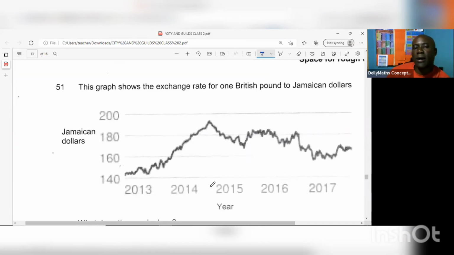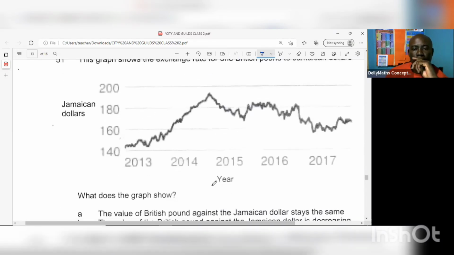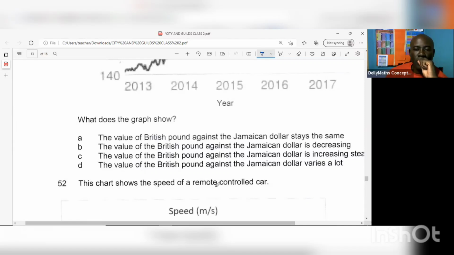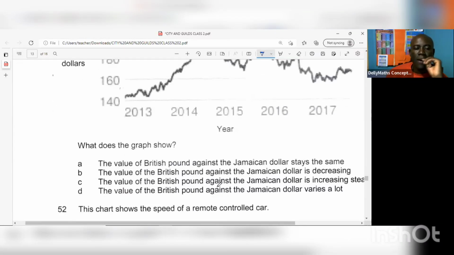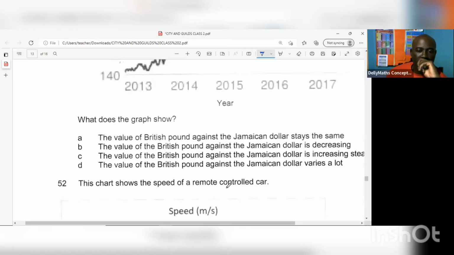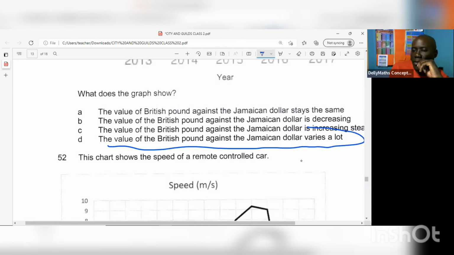This graph shows the exchange rate for the British pound to the Jamaican dollar. What does the graph show? The British pound against the Jamaican dollar stays the same. No, it's up and down consistently. The value of the British pound against the Jamaican dollar is decreasing? Not necessarily. Increasing? Not necessarily. I would say that it varies a lot. It varies a lot. That's it.